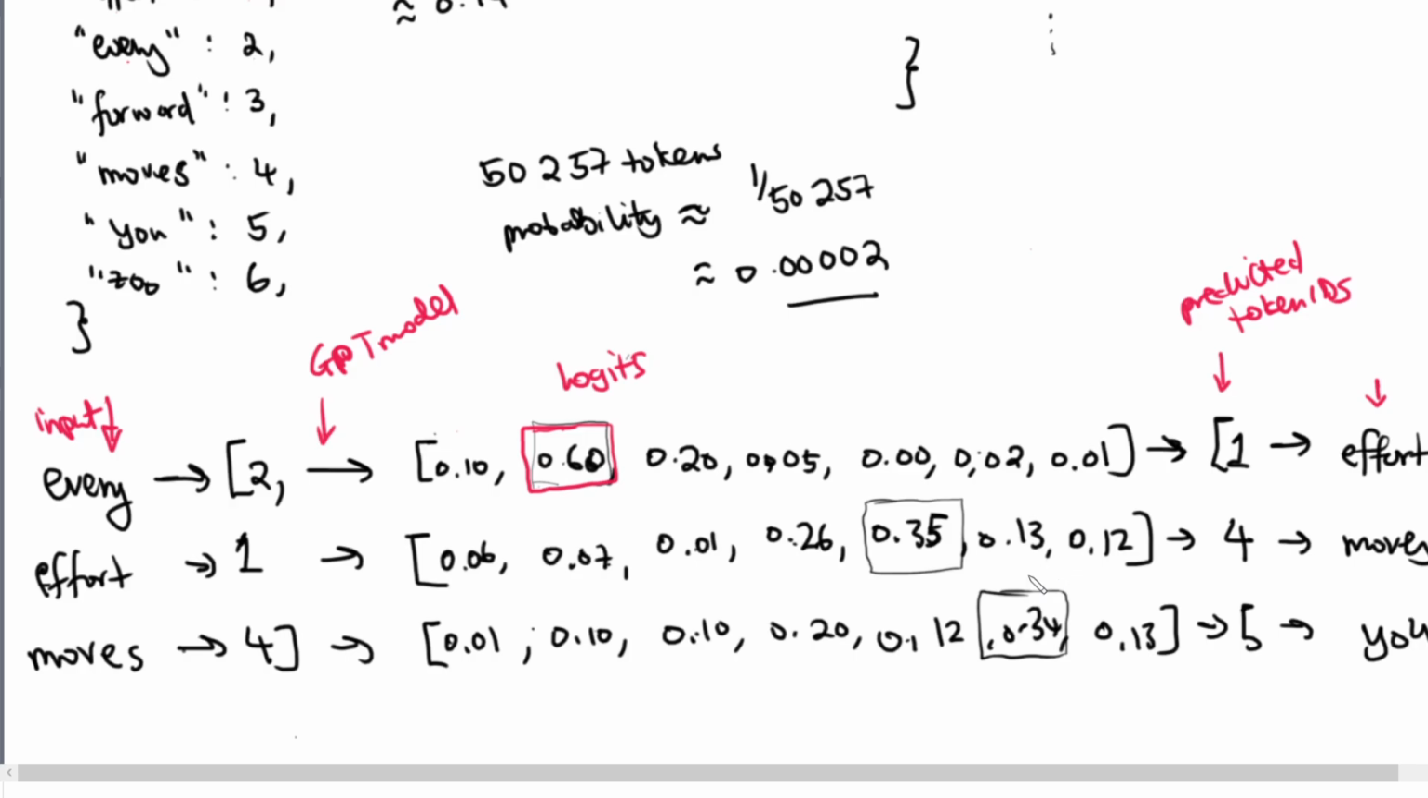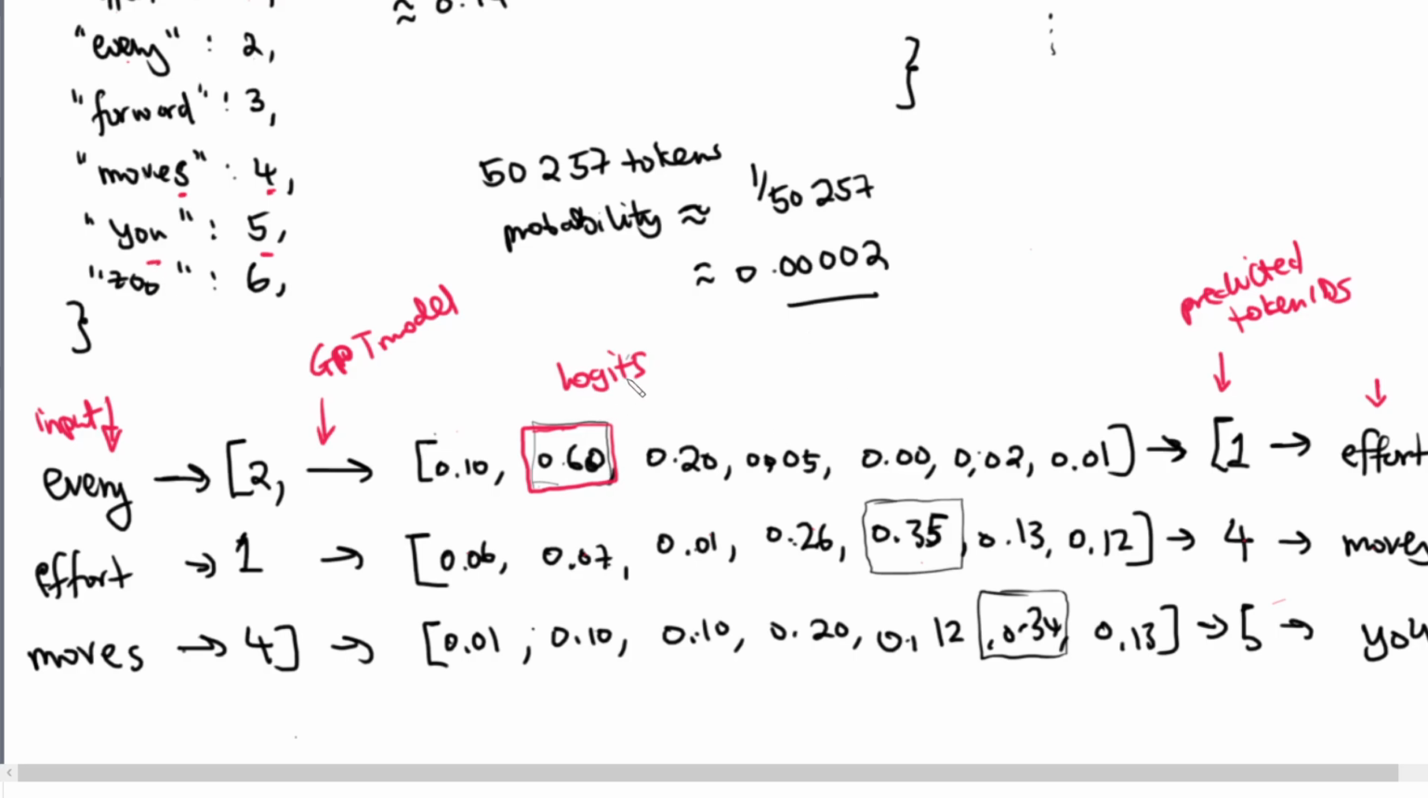Again, we look for the largest one. We ask ourselves what the index of the largest one is. It is index 0, 1, 2, 3, 4. Index 4. Let's go to our inverse dictionary. Index 4 is the word moves. So our predicted token ID is 4 and the word itself is moves. Moves comes here, and we do the same thing. We get token ID 6, then 5, and so on and so forth.